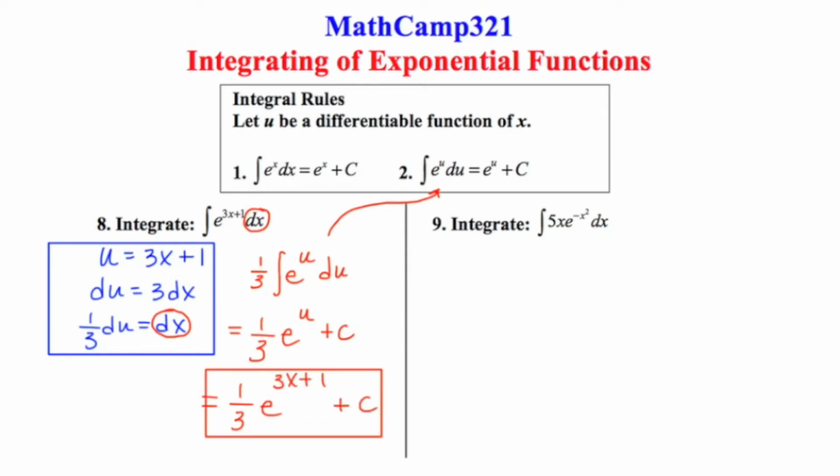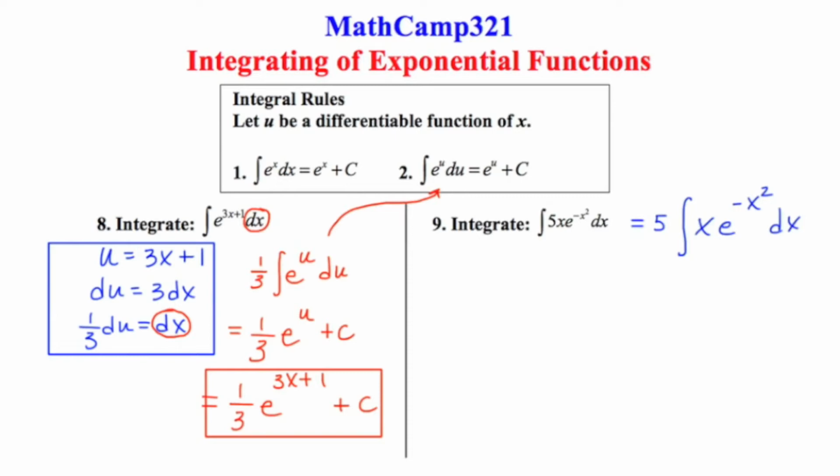Let's check out example 9. Integrate 5x times e to the negative x squared. So for this problem, I know I'm in the category of integrating e to the x, but there's a little bit more to it. We've got that 5x in front, and the exponent of e is a little bit on the complicated side. So I think I'm going to start by just pulling that 5 out in front of the integral symbol.